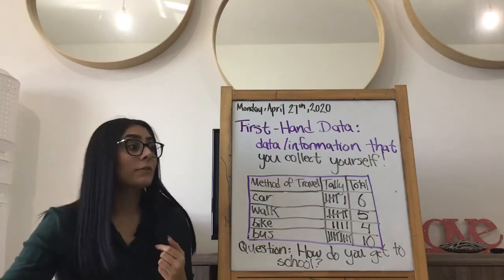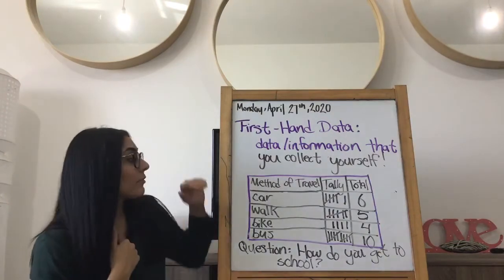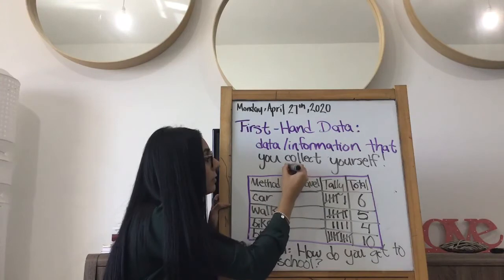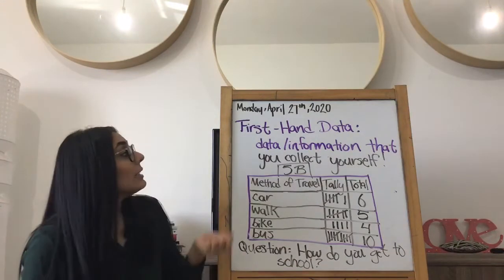My friends didn't do it for me. Mr. Matt didn't do this. Miss Rachel didn't do this. I did this. This is for my class, and I can say that. And I could say this is 5B, right? This is 5B. That's how I know this is first-hand data.